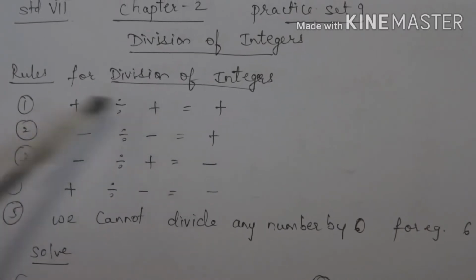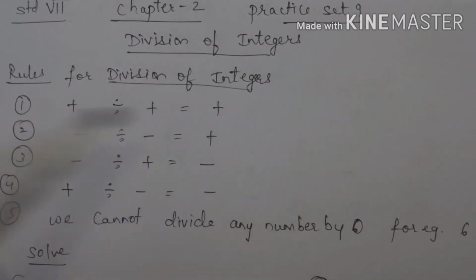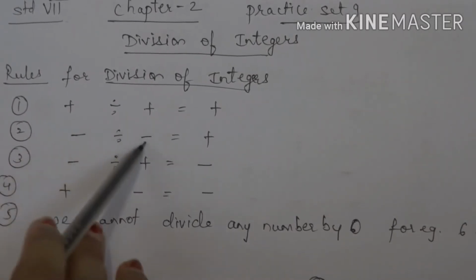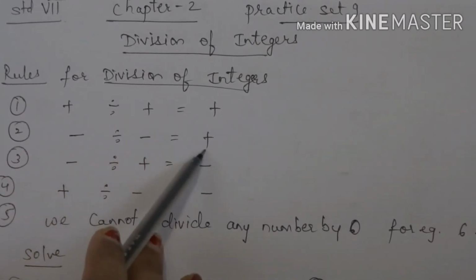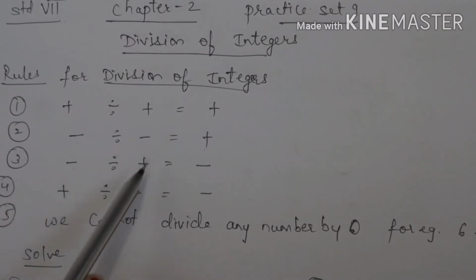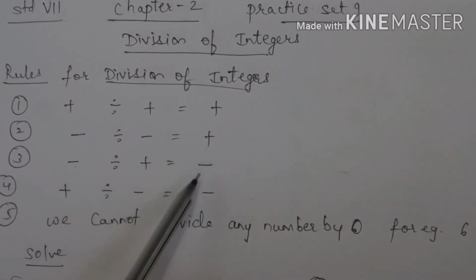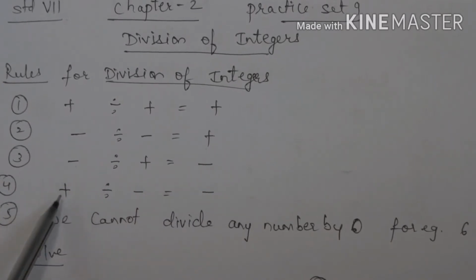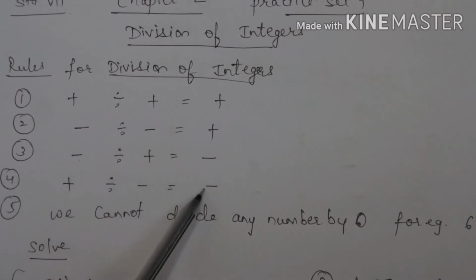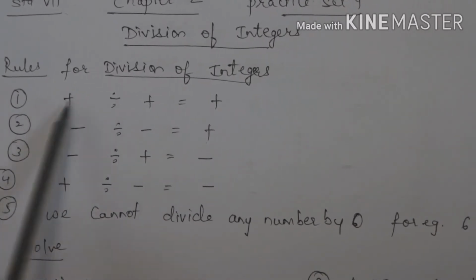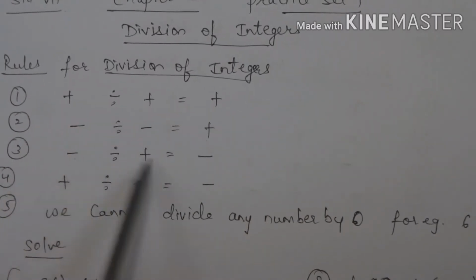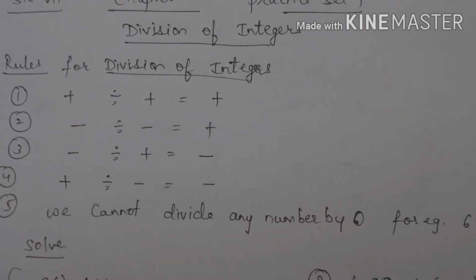Plus plus: if both the numbers of division are having plus sign, we'll give them the sign plus. If both the numbers are having minus sign, we will give them the sign plus. If one number is having minus sign and the other number is having plus sign, we will give them minus sign. Again, if one number is having plus sign and the other is having minus, we'll give them minus. In short, I already told you, if same signs are there, we give the sign plus, and if different signs are there, we give the sign minus.